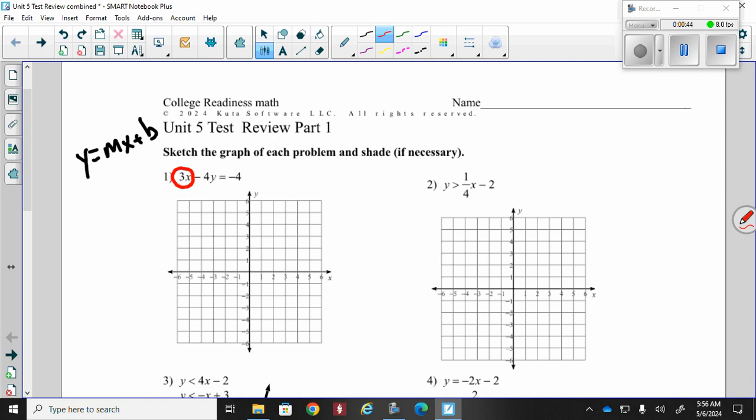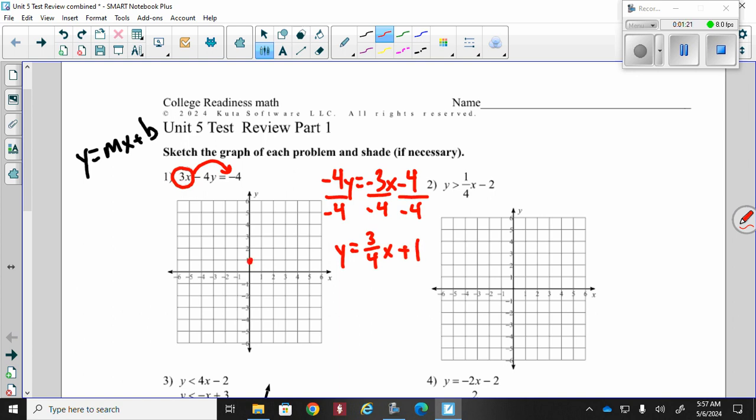The biggest challenge that students have is when they move 3x over to this side, they leave it positive. So their mistake is negative 4y is equal to 3x minus 4. Guys, that's incorrect. Remember, whenever you go to the other side of the equal sign, you have to go opposite. So a positive 3x over here would result in a negative 3x. Most of you guys are screwing up on that. Then you will divide by negative 4, divide by negative 4, divide by negative 4. So you're at positive y is equal to positive 3 over 4x plus 1.